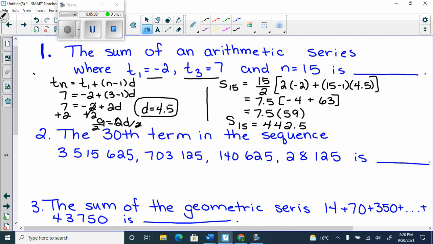So this was a little bit harder of a question because you had to solve for your d first. So do a 7.5 times 59. 442.5.